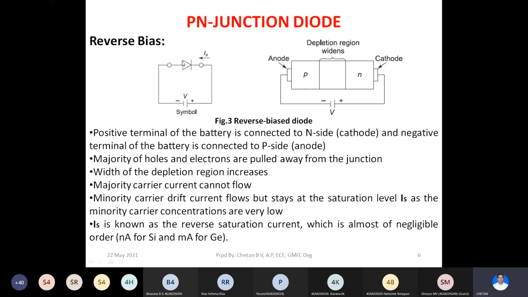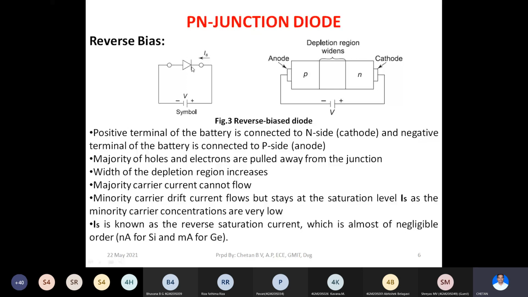So this is the circuit symbol. You can see this is the positive terminal of the diode, this is the negative terminal of the diode. This positive terminal of the diode is connected to the negative terminal of the battery, and the negative terminal of the diode is connected to the positive terminal of the battery. This is the direction in which the reverse saturation current will flow.